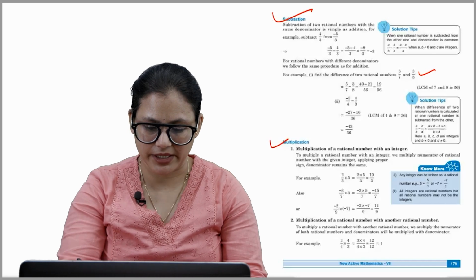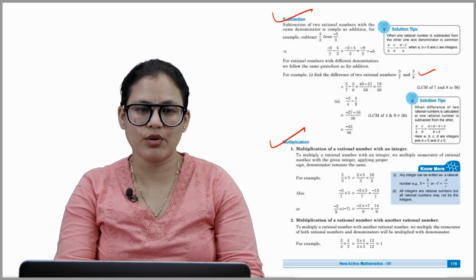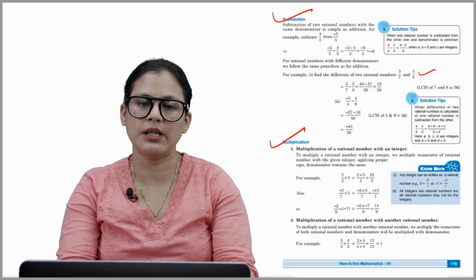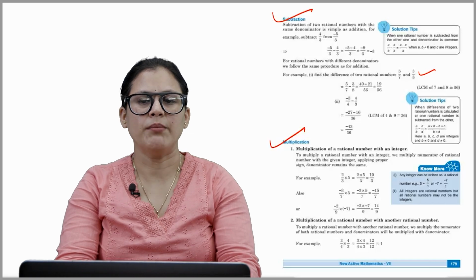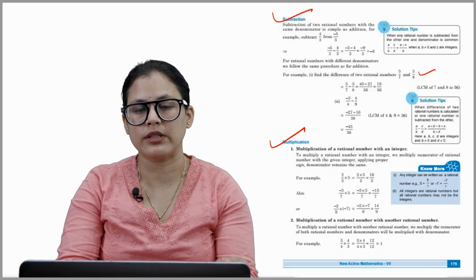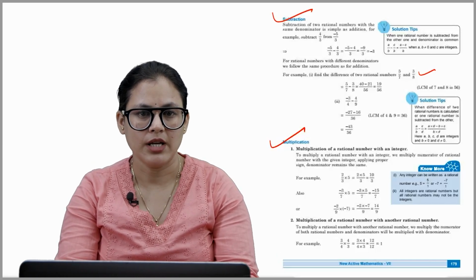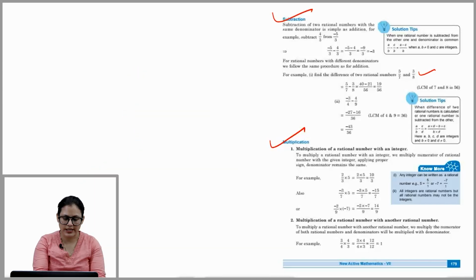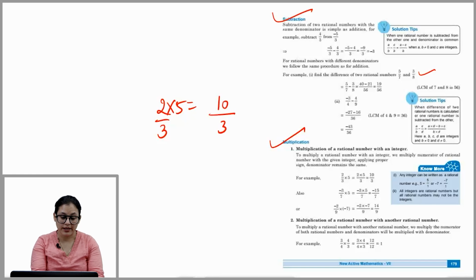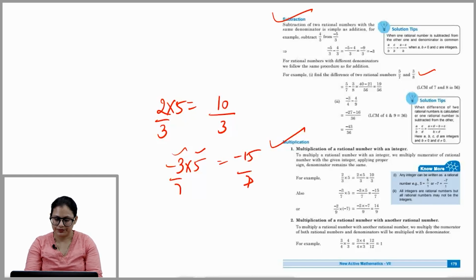Next, multiplication. Number 1, multiplication of a rational number with an integer. To multiply a rational number with an integer, we multiply the numerator of the rational number with the given integer applying proper sign. The denominator remains the same. For example, 2 by 3 into 5 is equal to 10 by 3. Minus 3 by 7 into 5: you will multiply the numerator by the integer, you will get minus 15 by 7, and so on.